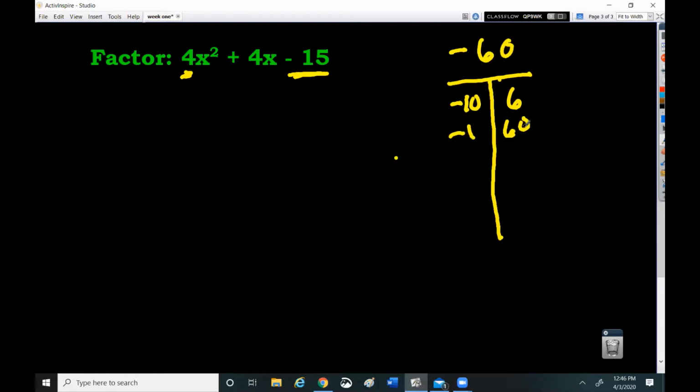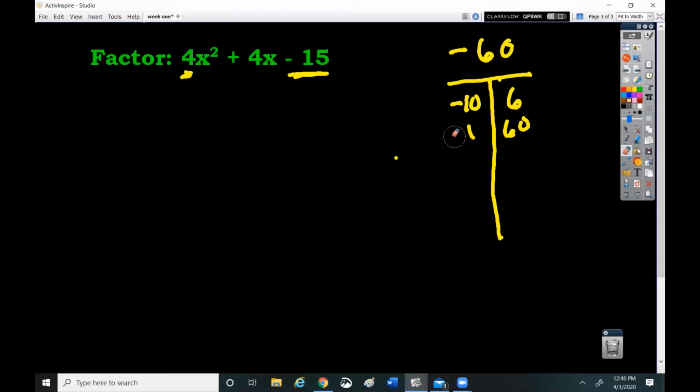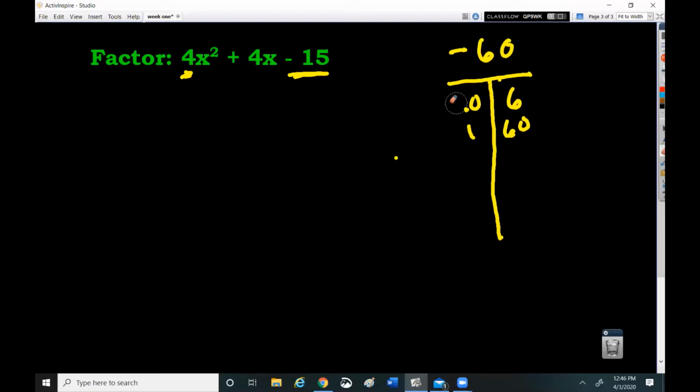All right. And you know what I'm going to do? I'm going to stop right there. I'm actually not going to put the negative yet. I'm not going to put the negative. Give me another pair.